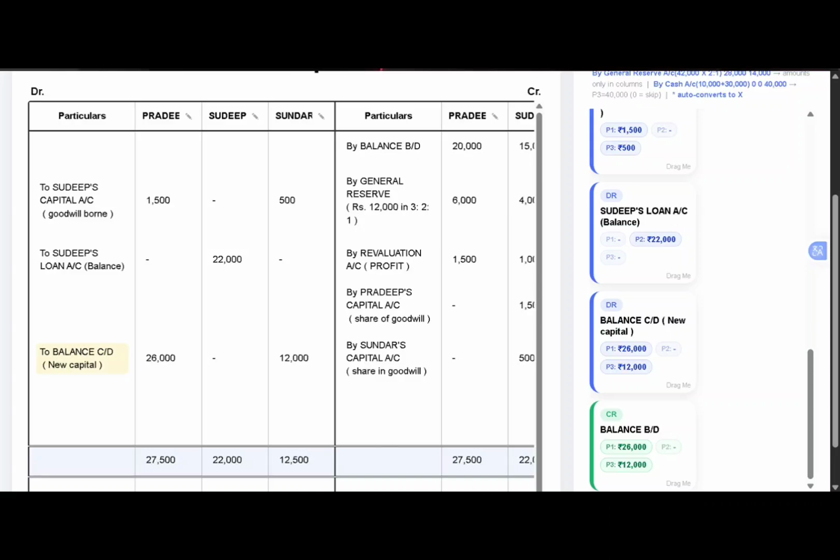So always remember, under retirement, first balance the retiring partner's capital account. If it is not paid immediately, transfer the balance to the loan account. And if it is being paid immediately, transfer it to the cash or bank account. Now the remaining partners will be written as balance carried down, which will be the new capital.